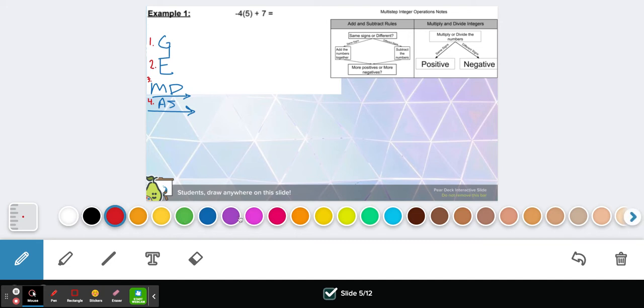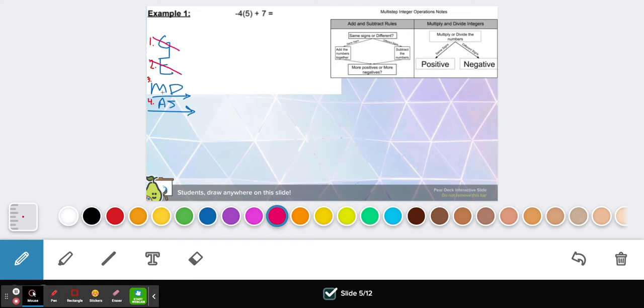So then let me get this pinkish color. So then first I need to check, do I have any groups? So groups is, there is a parentheses or a bracket around a whole operation. Okay, we do not have that here, so I'm going to cross it out. Even though, yes, we have the parentheses, but this is not it. Okay, so we have E for exponents. I do not see any exponents here, so I'm going to cross it out.